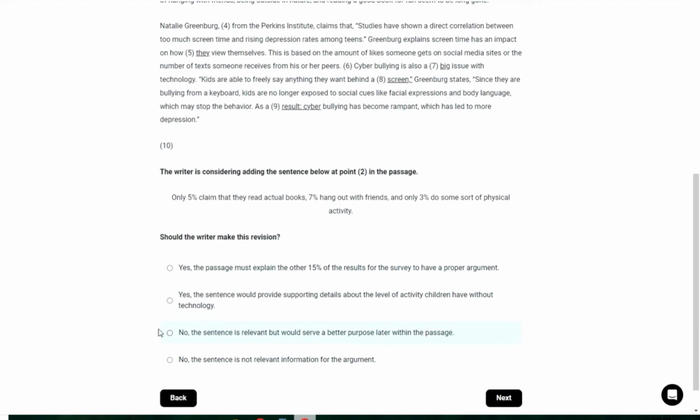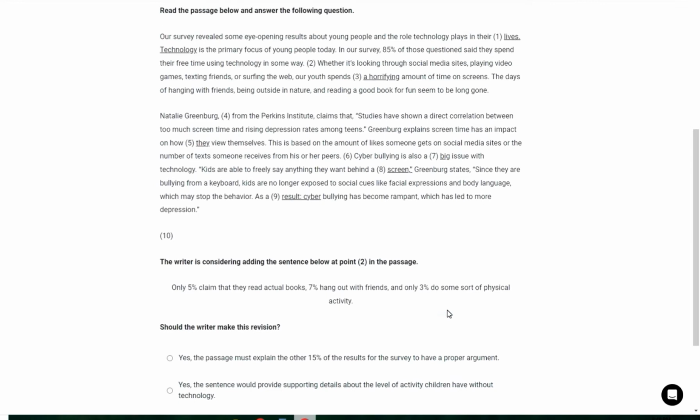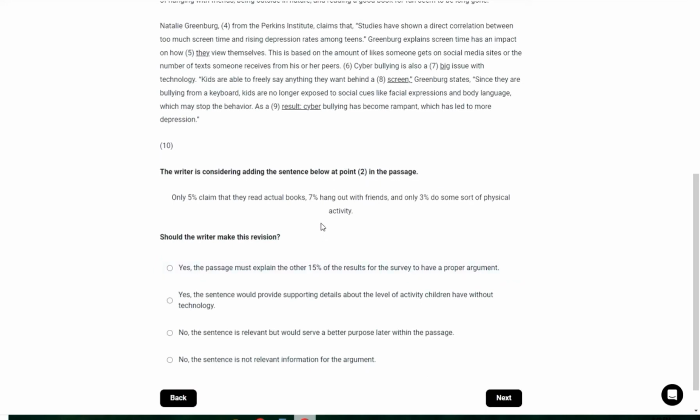But let's also read the reasoning. The sentence is relevant but would serve a better purpose later within this passage. Now, if we just do a quick scan of that second, we can see that it's talking about cyberbullying, and that wouldn't really make sense in that second portion. And so that's a little trick if you see that and you're like, I don't know if it's relating to that passage because I haven't read through the whole thing yet. Do a quick little scan, see if you can get a bit of a summary, and ultimately, even in the beginning, you can read both paragraphs if you think that would help you out.